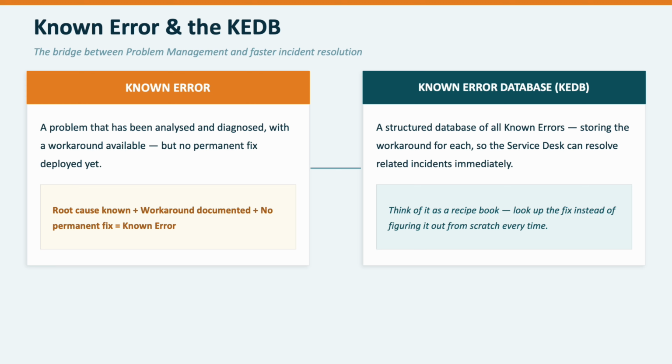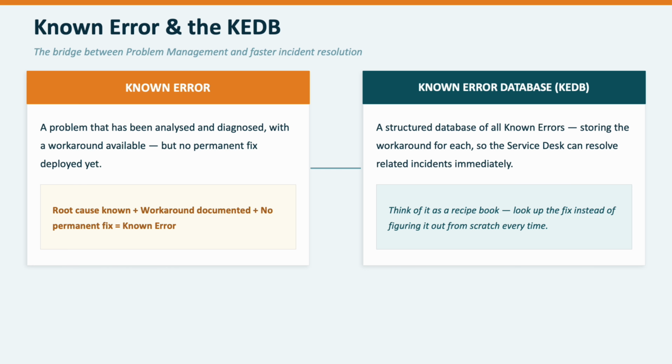All those known errors are saved in the KEDB, the known error database. It is a structured database of all known errors, storing the workaround for each, so the service desk can resolve related incidents immediately. Think of it as a recipe book: look up the fix instead of figuring it out from scratch every time.